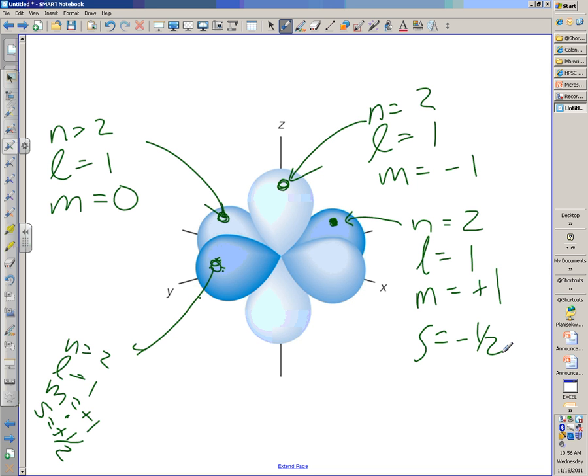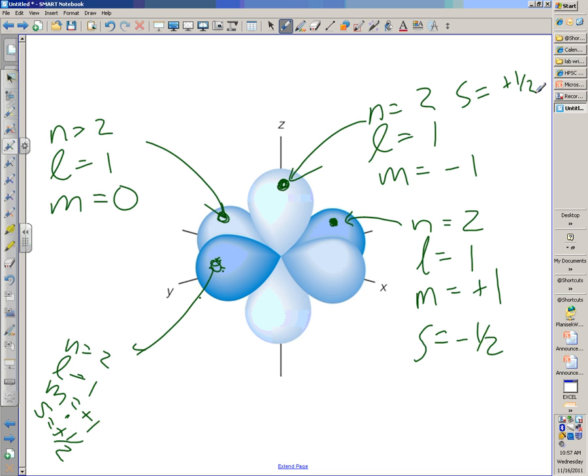Okay. Go ahead. Like this one? Good one. Hey, this is a good question. Miriam asked, what about like this one? So we have N, L, and M values. I can give this an S value. Does it matter which S value I give it right now? No, it really doesn't. I call this one plus 1/2.